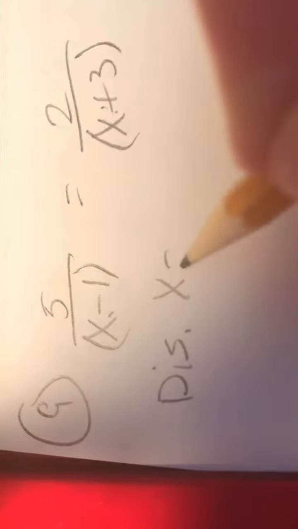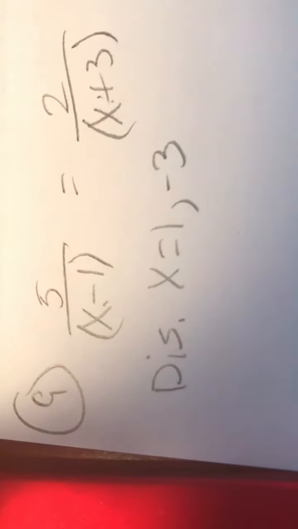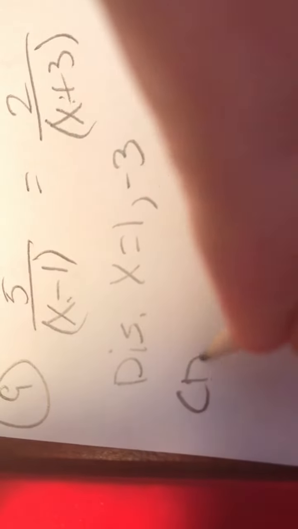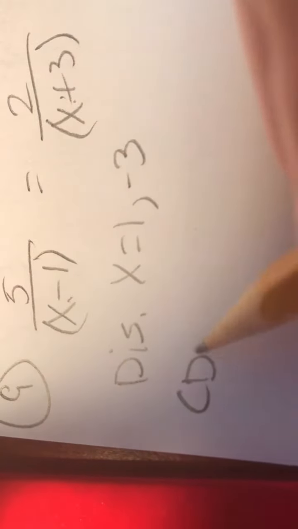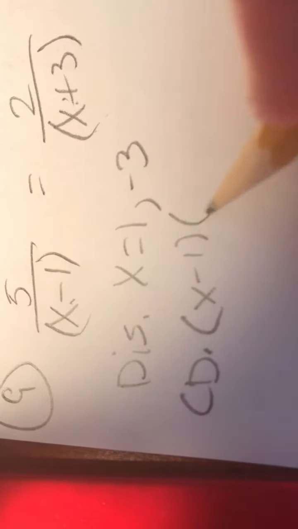Let's identify discontinuities because this time the denominators have x in them. So discontinuity, x equals 1 and x equals negative 3. These values make these 0. Let's move on from there. Let's identify the common denominator. Okay? Well, the common denominator, I'm going to multiply these two together. That's what we've been doing. It's going to be x minus 1 and x plus 3.